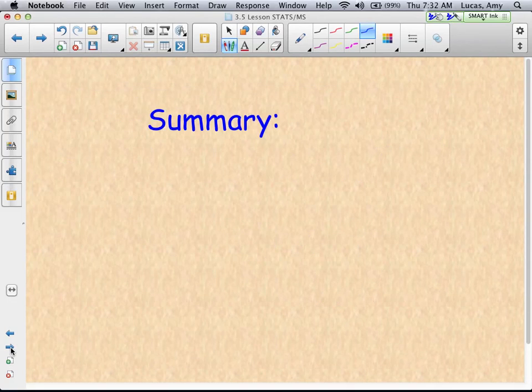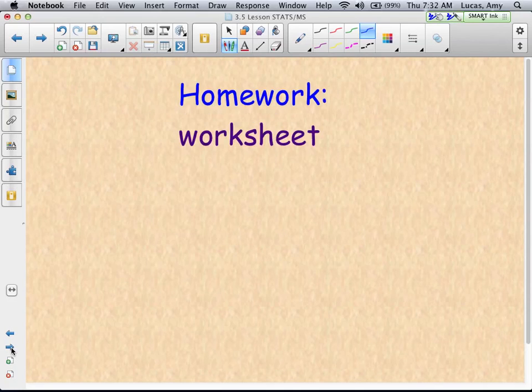Okay, now you're ready to write your summary, and then you have a worksheet to work on. Please remember that if you're struggling with keeping track of the steps, you could always use substitution to figure out which rule goes with which sequence. So I want to explain that to you for a second here.